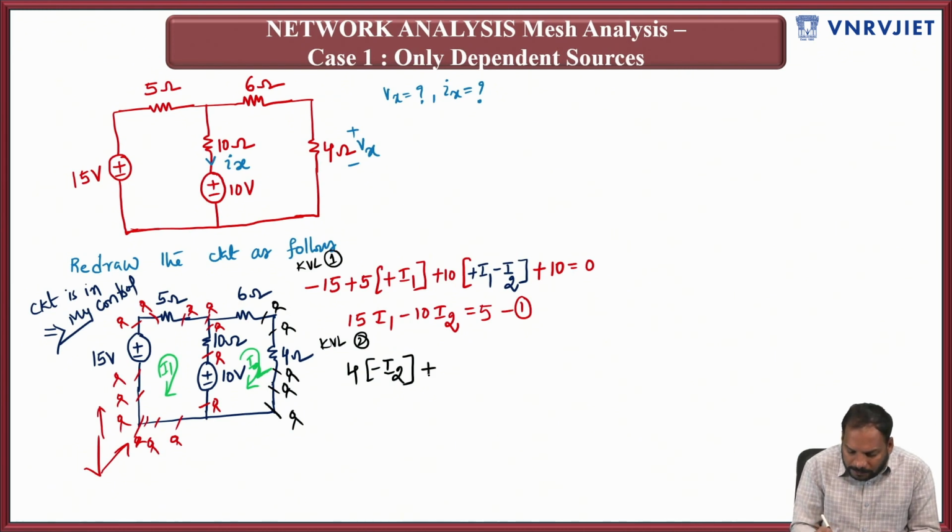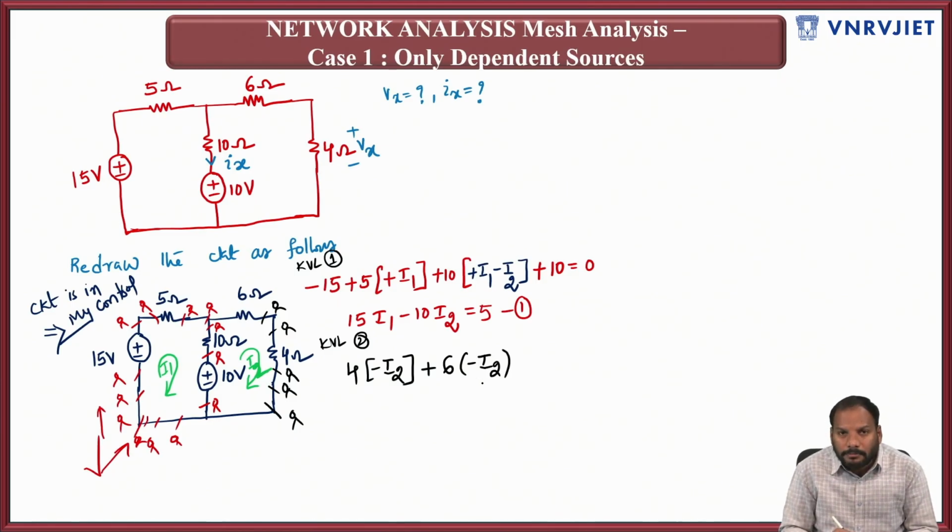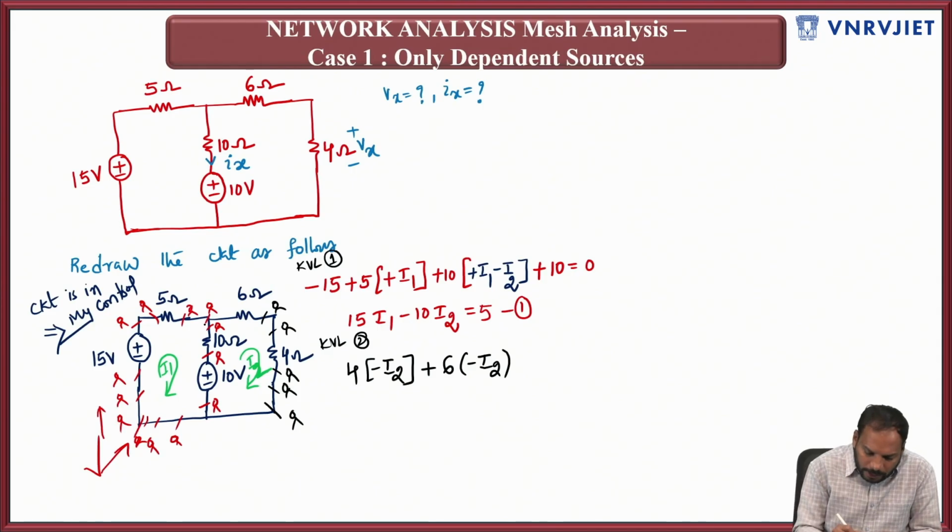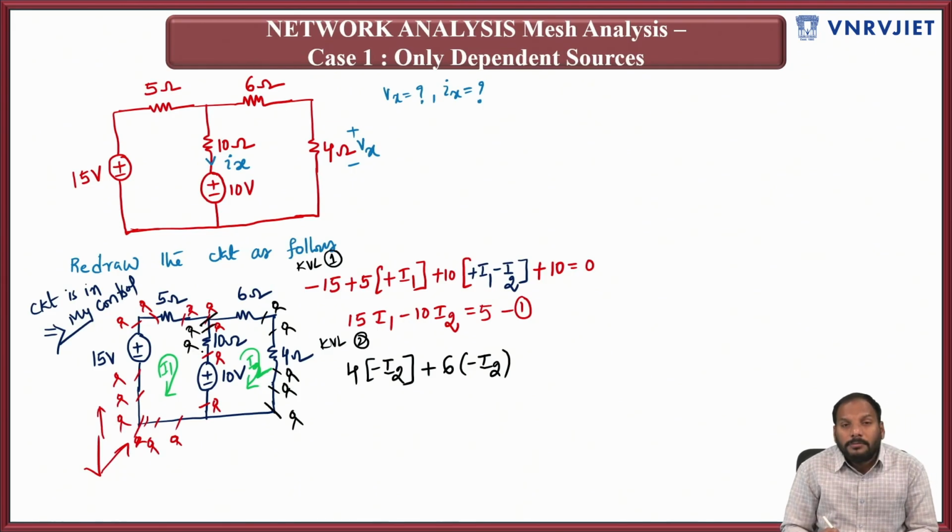Then you are here. Plus 6. Once again, the 6 ohm resistor is in connection with current I2 only. I2 is flowing through the 6 ohm, but it is opposite to you. That is why here also the current is your enemy. So that is why it is minus I2. Then you are here, in front of the 10 ohm resistor now.